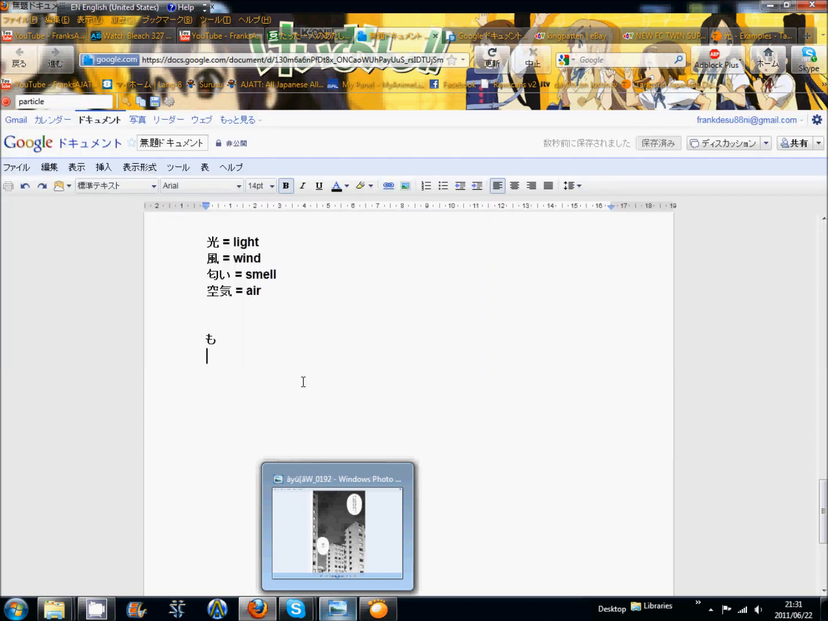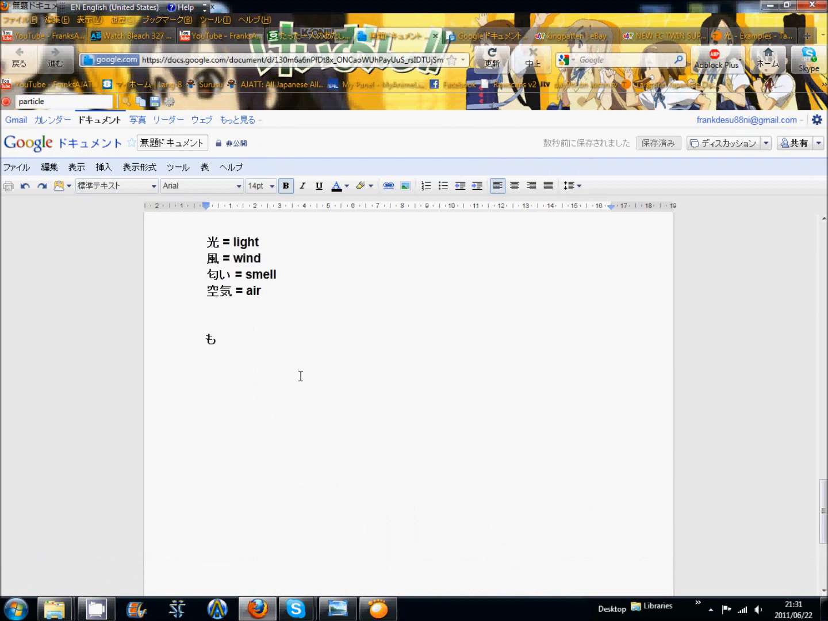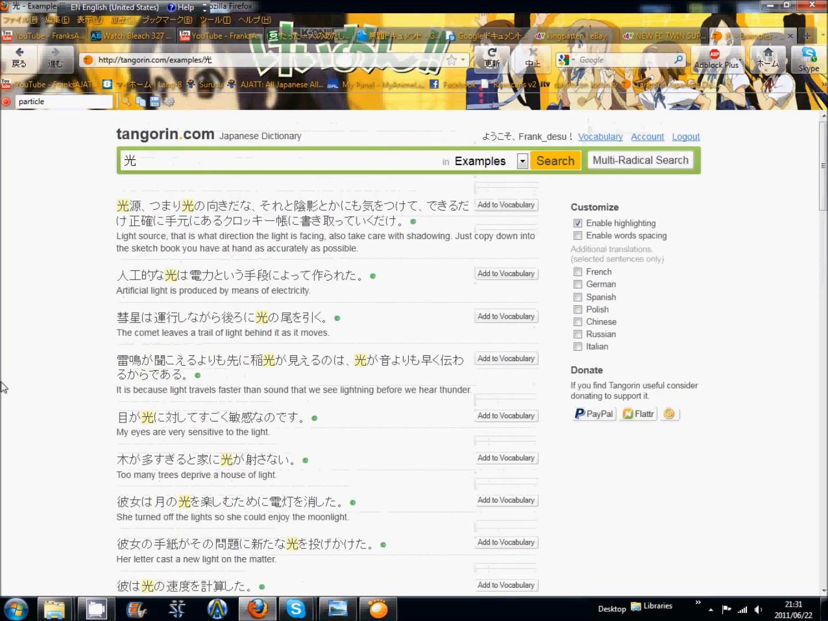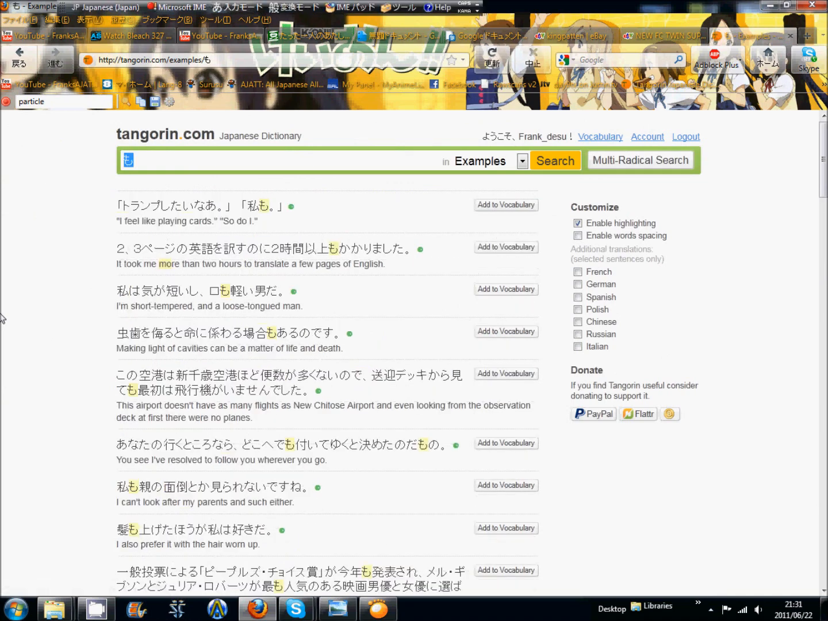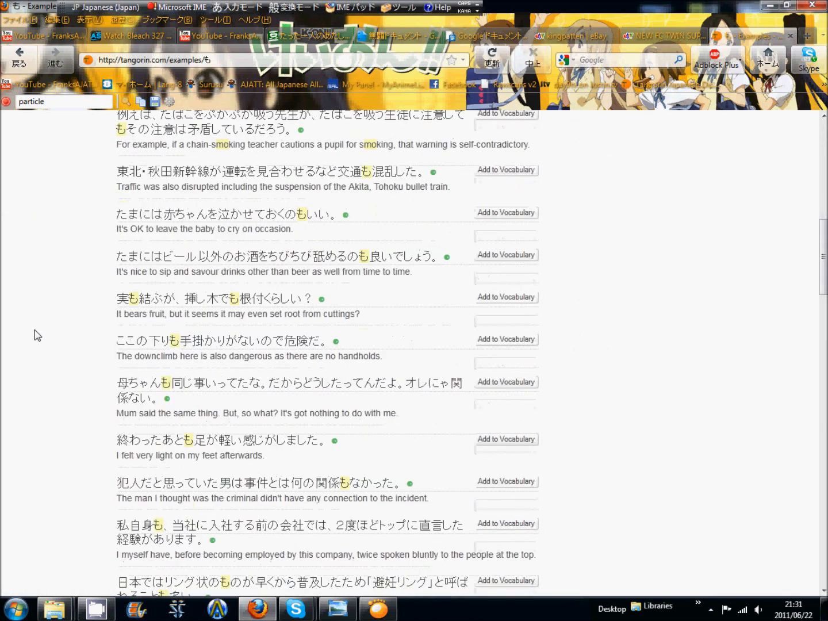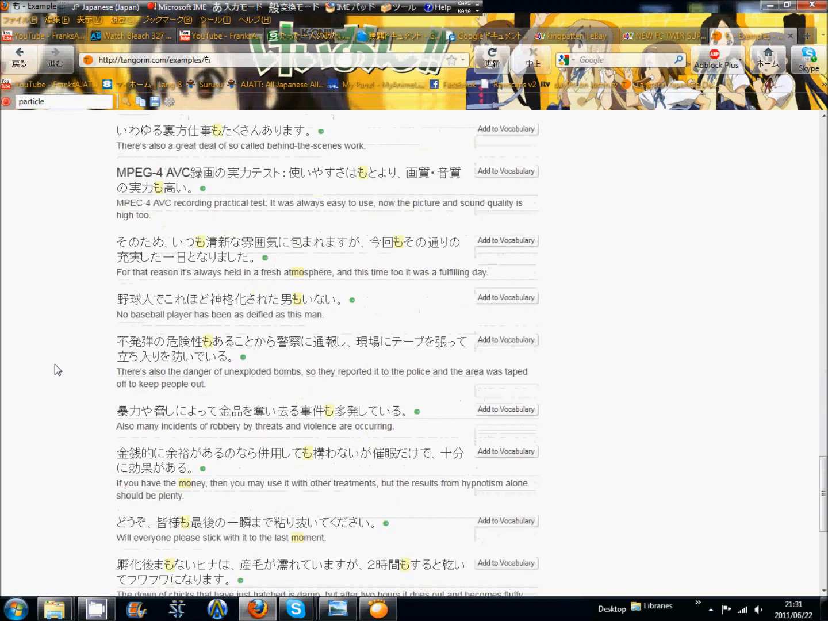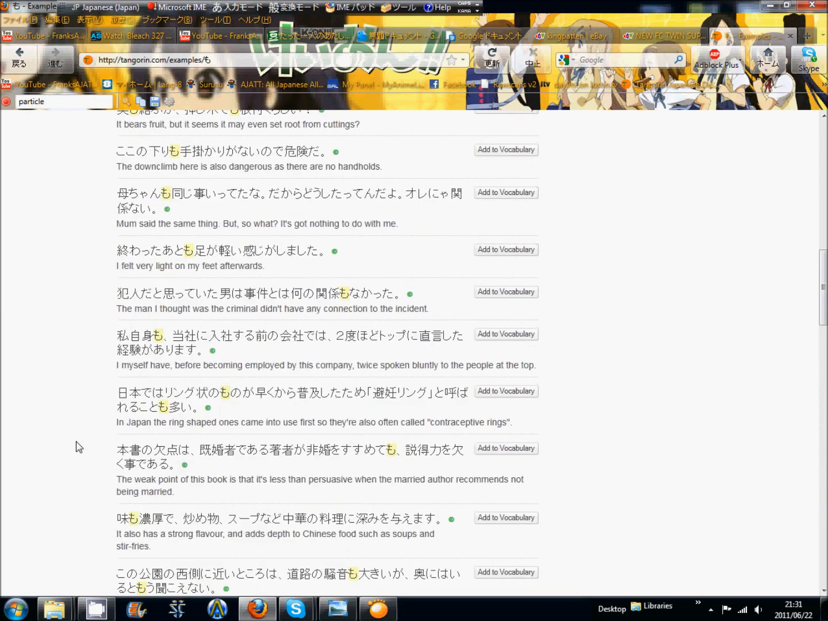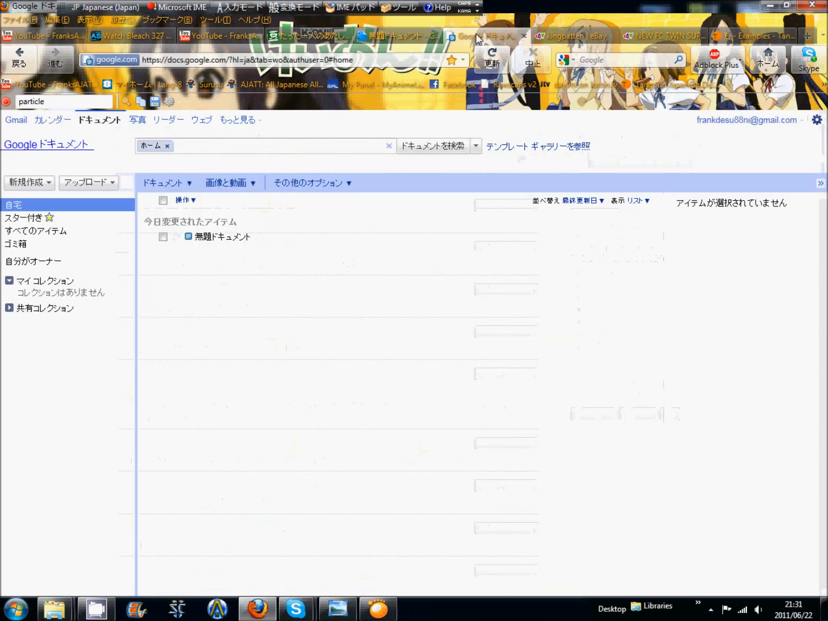Yeah, awesome. All right, enough sidetracking. So mo, real simple. Mo just means also, as well. Yeah. So let's just get a quick example using mo. And it looks like we're not going to get an easy one. Let's just make up one.